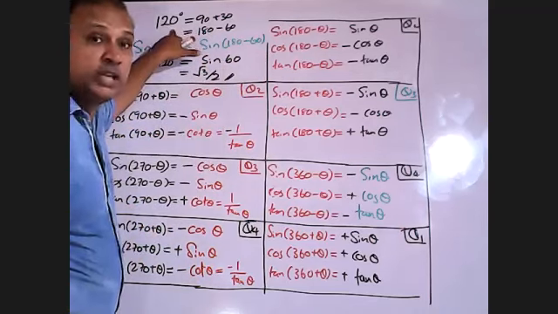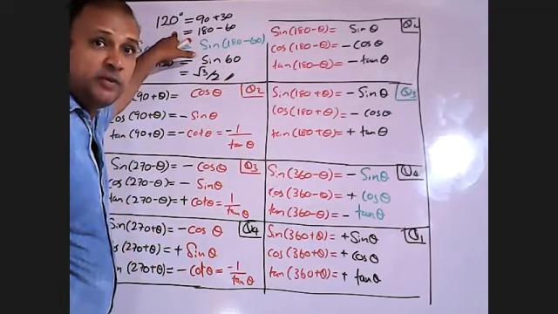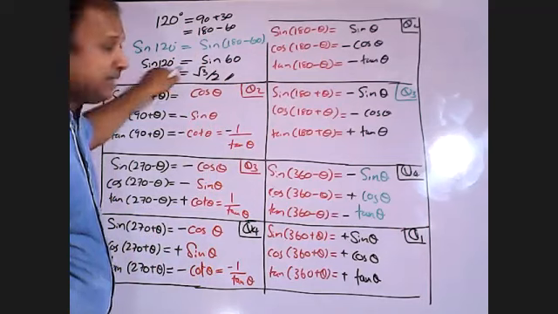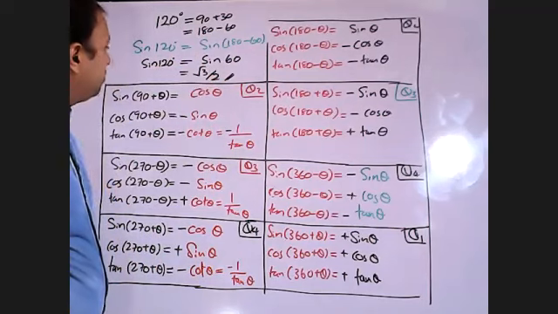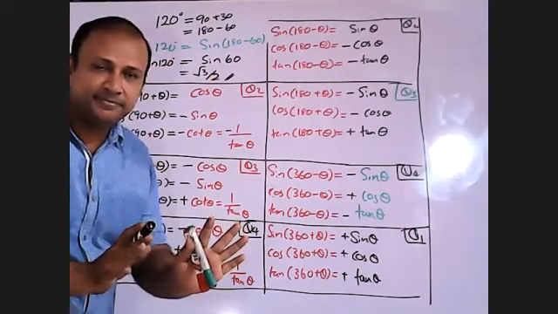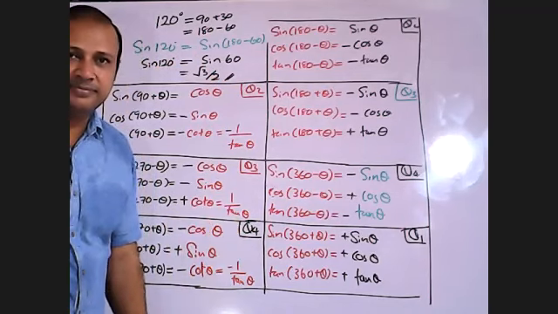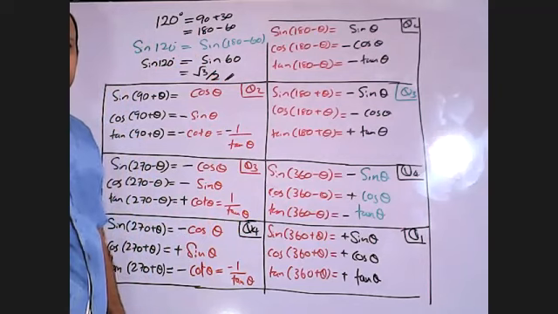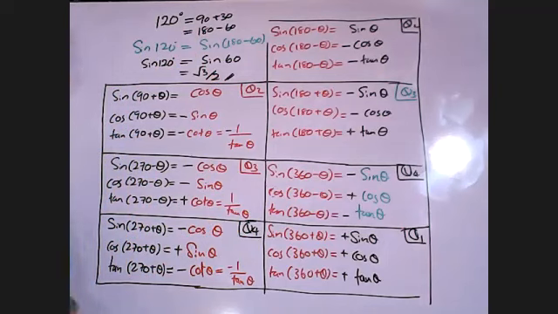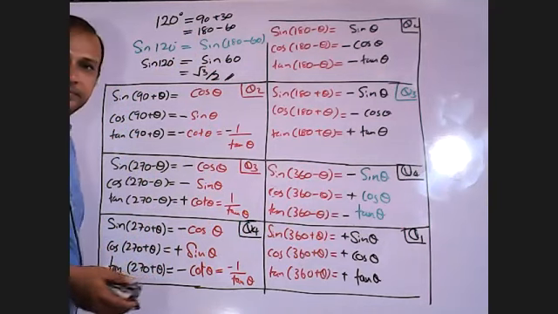120 belongs to the second quadrant, no? Therefore, the sine value of 120 is a positive value. Therefore, this is positive root 3 over 2. Did you understand? Yes, sir. Others? Sir, can you explain it once more?